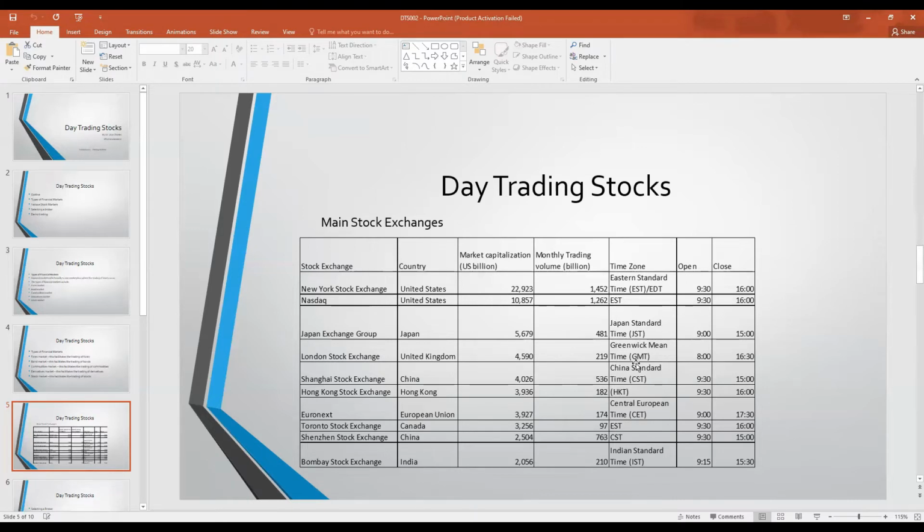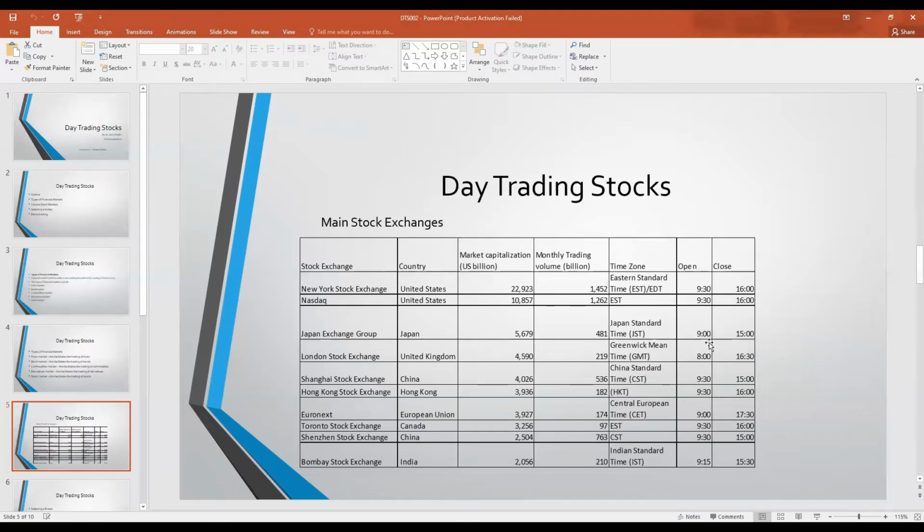These are the times associated with each stock exchange. So the New York Stock Exchange, the time associated with this stock exchange is the Eastern Standard Time. Well, this is the time zone that is applicable to New York. The stock exchange opens at 9:30 a.m. and closes at 4 p.m. So you see that it's very common. Stock exchanges open at 9:30 a.m.